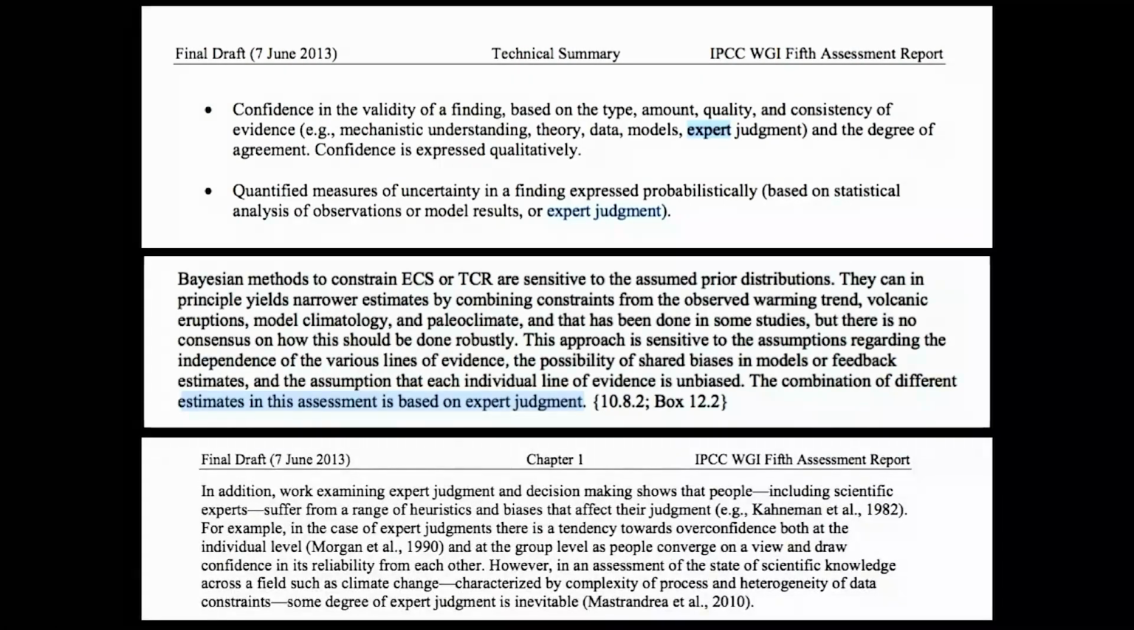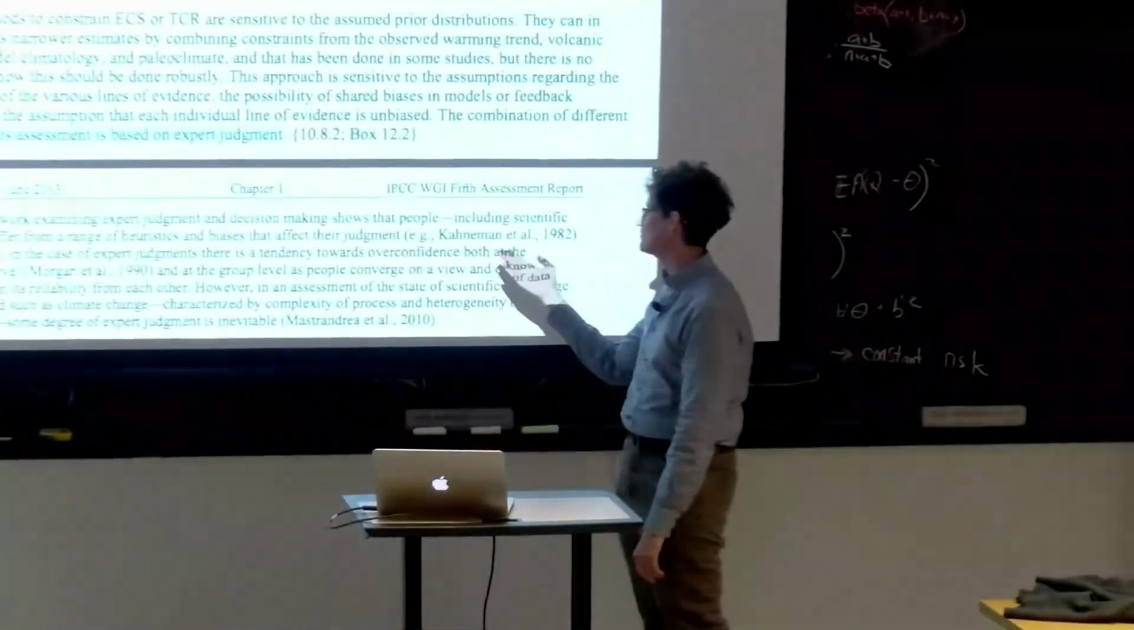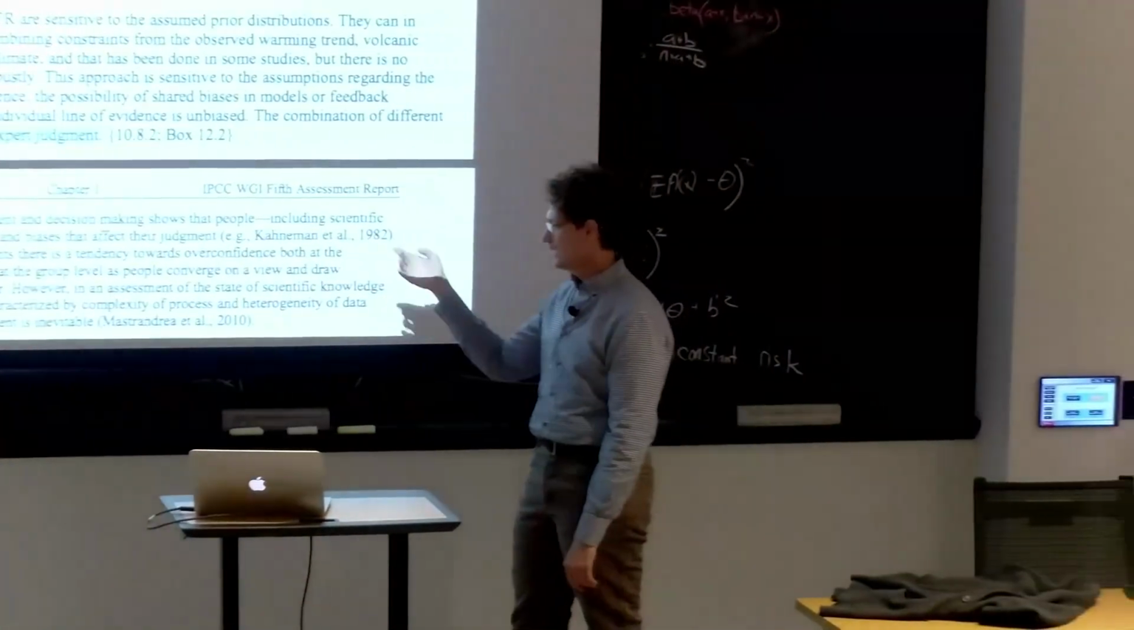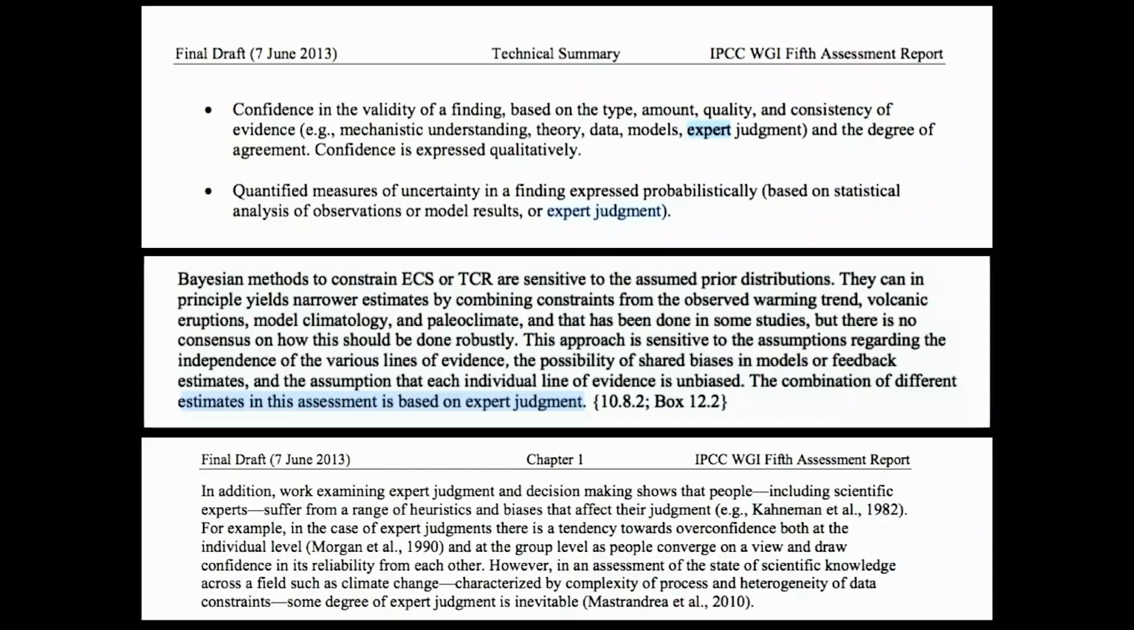And then this is worth reading. In addition, work examining expert judgment and decision-making shows that people, including scientific experts, suffer from a range of heuristics and biases that affect their judgment. For example, in the case of expert judgment, there's a tendency towards overconfidence, both at the individual level and at the group level, as people converge on a view and draw confidence in its reliability from each other. However, in an assessment of the state of scientific knowledge across a field such as climate change, characterized by complexity of processes and heterogeneity of data, some degree of expert judgment is inevitable.